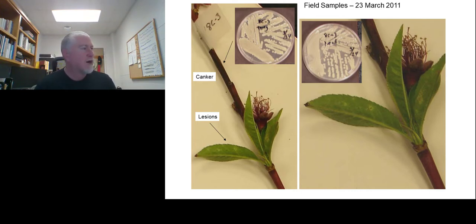And then if you're starting to get into shuck split, the bacteria from the canker or the leaf can go immediately to that fruit. So if the conditions are right during that time frame for moisture and temperature, you're going to set yourself up for an early season epidemic, and that's critical.